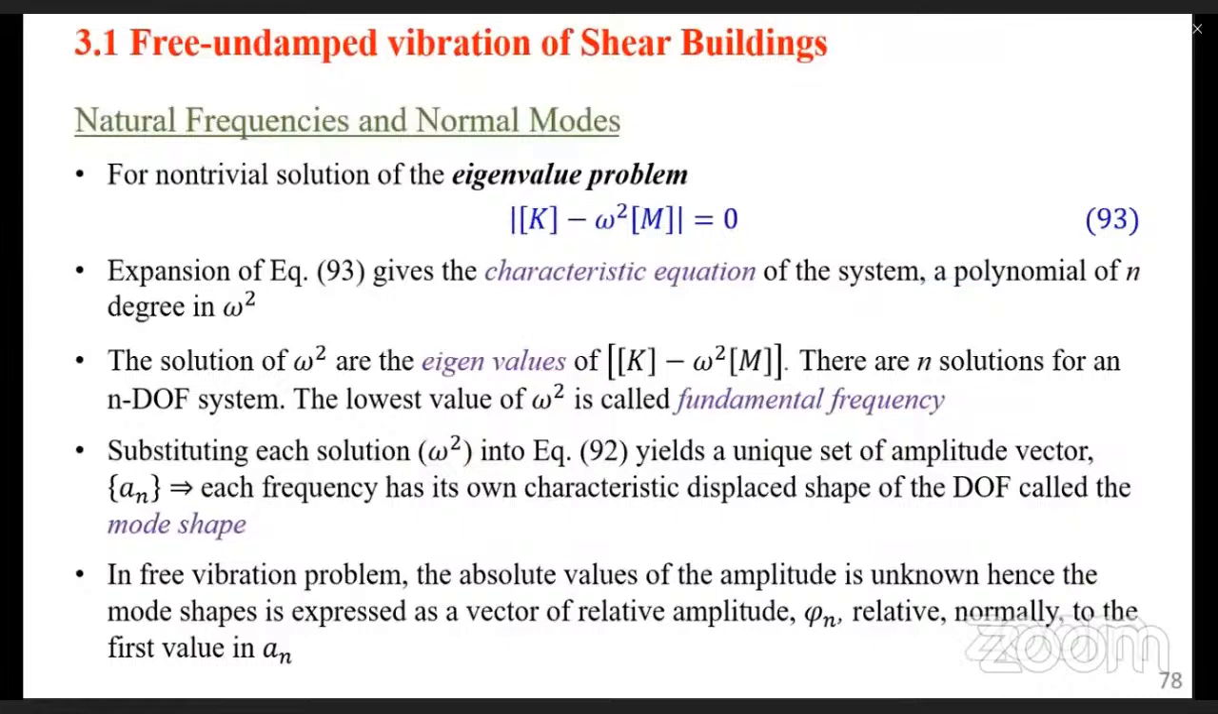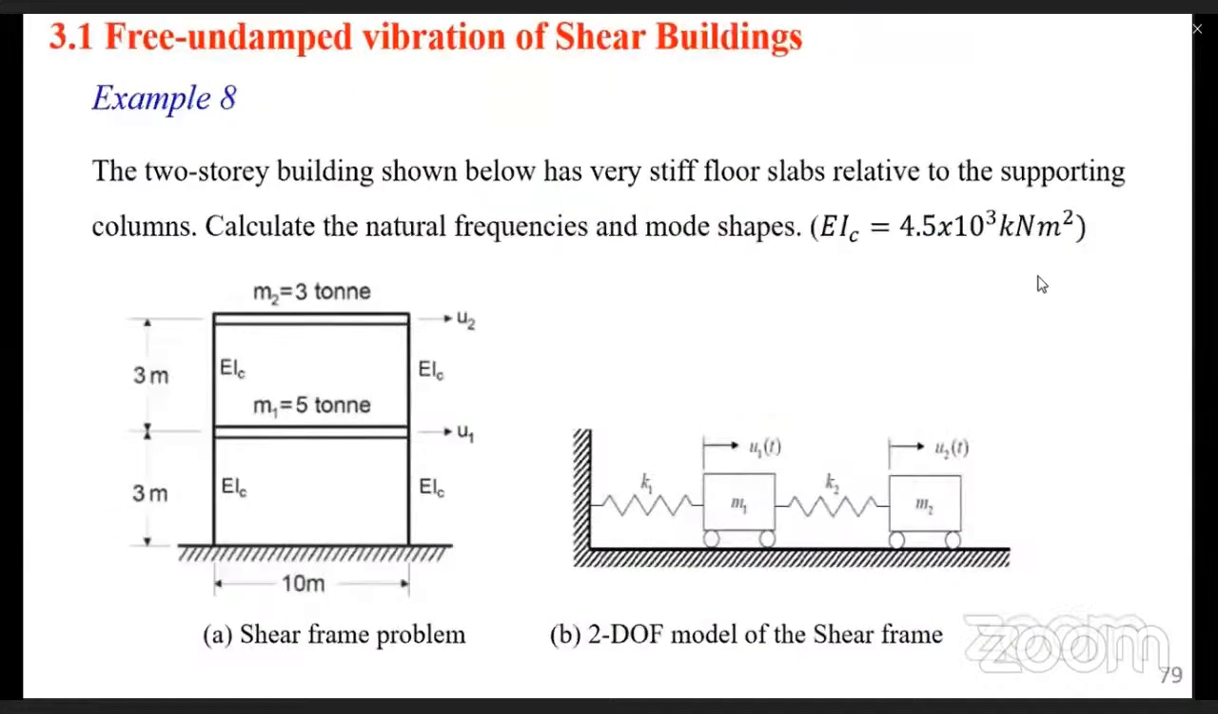But we are going to see the application when we come to a problem. Application is very, very easy. So let's look at this very simple example. We are saying this is a two-story building. I've got very stiff floor slabs, of course, so that there will be no rotation at the floor level.